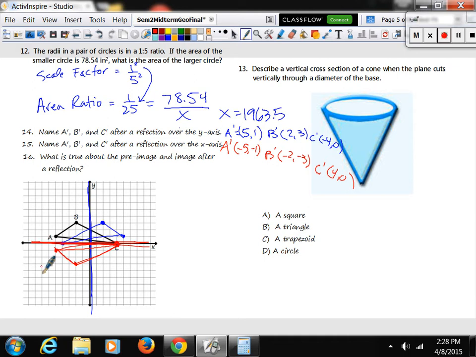Number 16, what's true about the pre-image and the image is that they're congruent. They're rigid motions. They're isometries. They don't change size. They keep the same exact size. They're congruent triangles. If you took a plane and cut through the cone that direction, you would see a triangle. You would see this shape right here. And that's the shape that you would see.